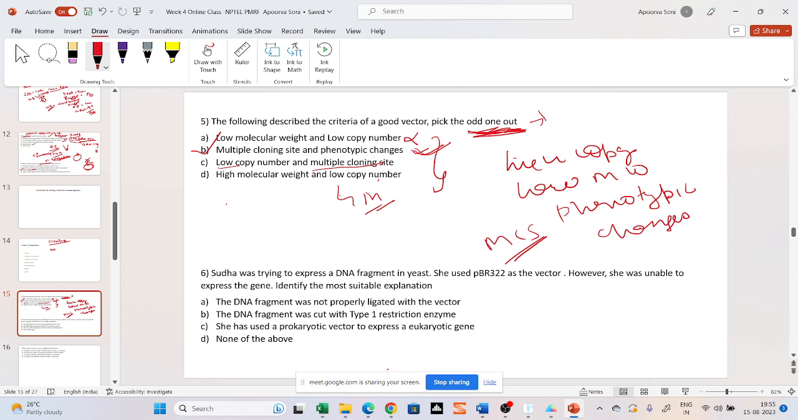Ma'am, she has used a prokaryotic vector to express a eukaryotic gene. Yes, correct.